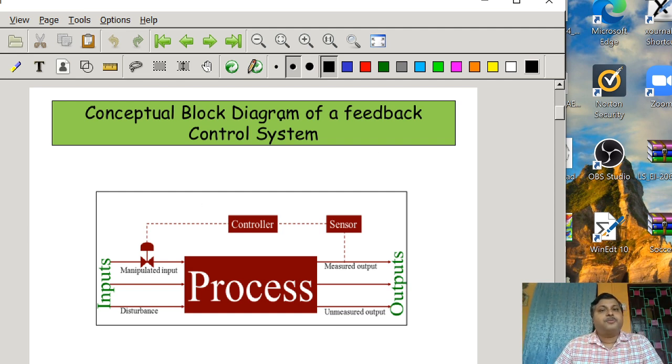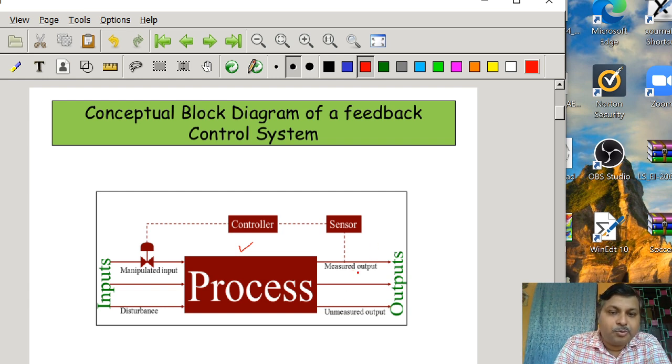So this is the conceptual block diagram of the feedback control system. You have the process which you want to control. Now the process has inputs and outputs. So what do you mean by the process? You can say it is a system which processes the inputs and produces the outputs. Now we want to produce some desired output.